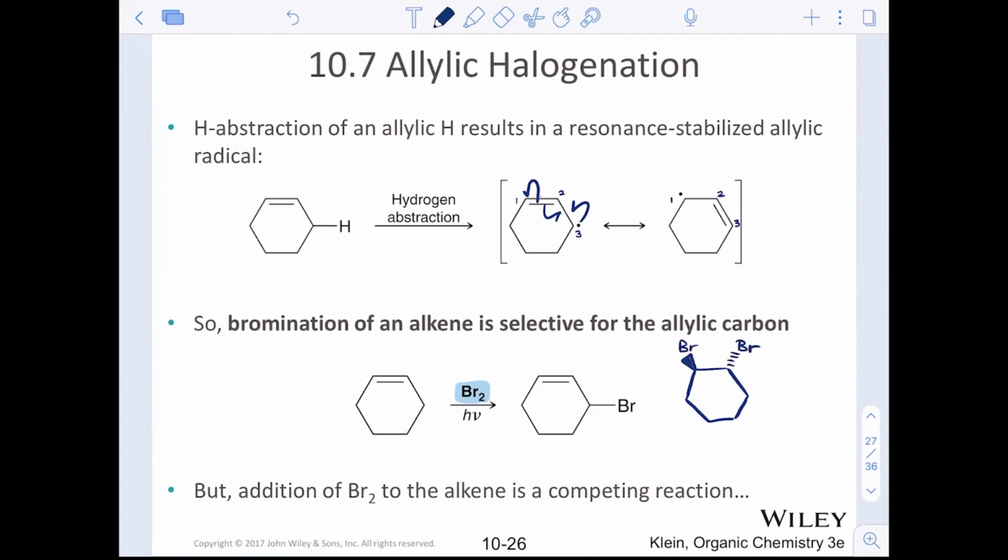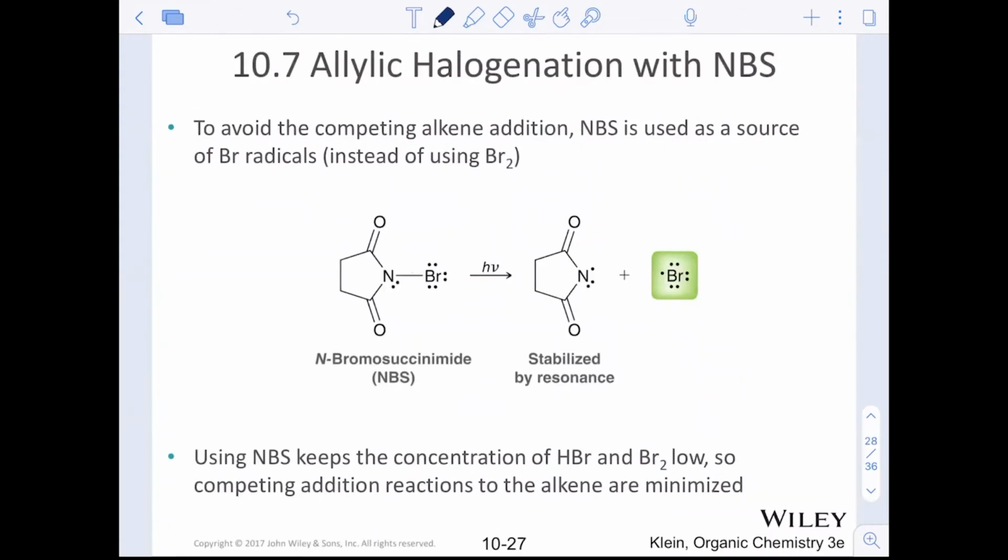We actually get addition, right? Yes, we are using a radical initiator of heat or light. Here is written with light, but we have competition. Because there is so much Br2 in the solution, we can't make that homolytic cleavage happen for every single bromine diatomic. So we get these two different competing products. And so typically we do not like to use Br2 when we have an allylic position being brominated.